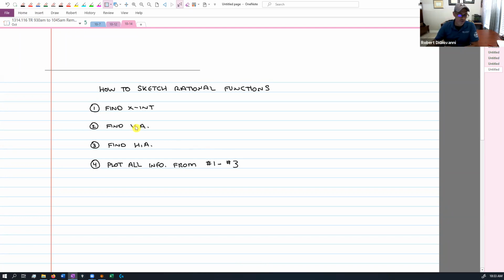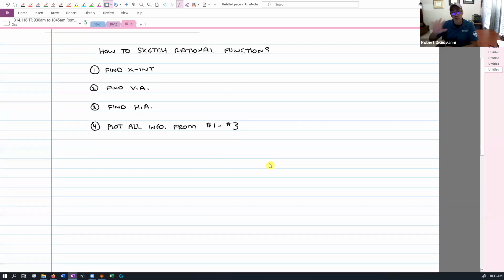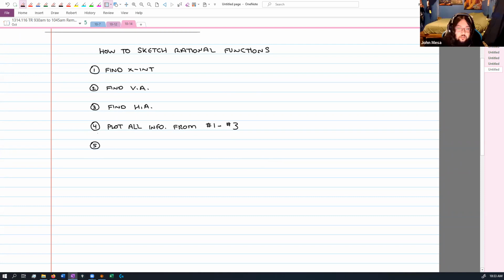So this 4th step is where you're actually going to draw a picture using everything you just learned in the first 3 steps. So we draw that picture. What comes next after we draw that picture? What are we going to need to do? You find the test points. Okay, so now we do our test points.